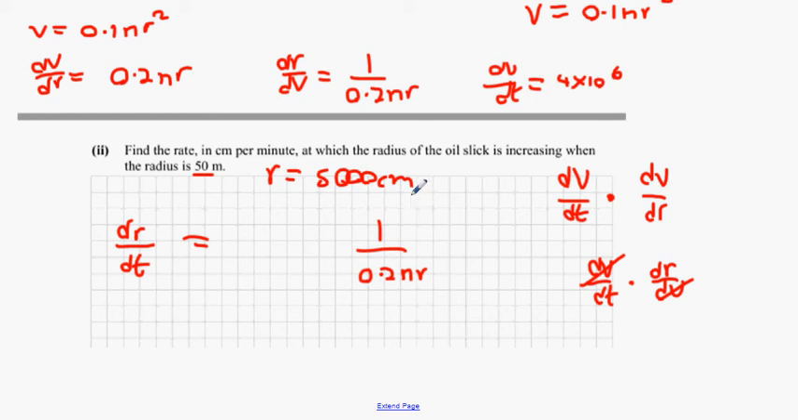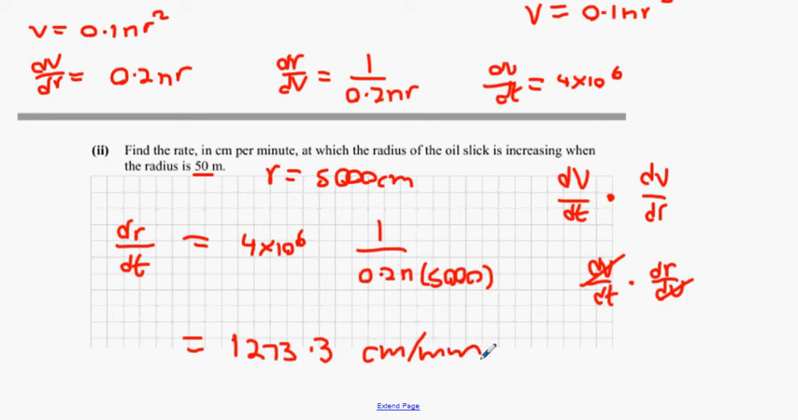So 4 by 10 to the 6. So what we're going to have is 4 by 10 to the 6 multiplied by 1 divided by 0.2 pi r. Remember the r value is going to be replaced with 5,000. And what that's going to get me is dR/dt, and dR/dt is going to be 1,273.3 centimeters per minute. Okay, next one.